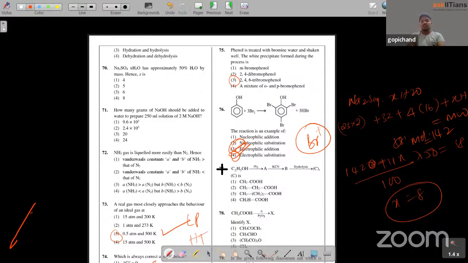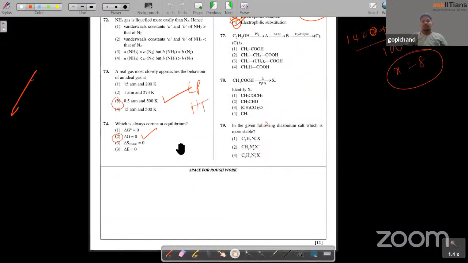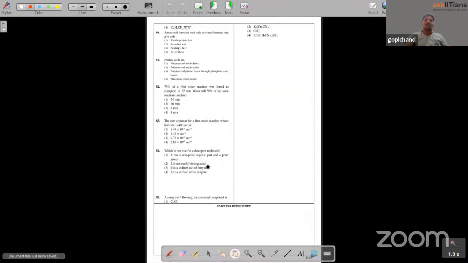What about question number 77? Question number 77 is a mixture of a halogen question and hydrolysis. Very important question actually, so try to answer this one properly. What about 78? P2O5 in the presence of a heating agent. Okay, think about that. What about 79? In the following diazonium salts, which is most stable? Okay, stability of the diazonium salt.